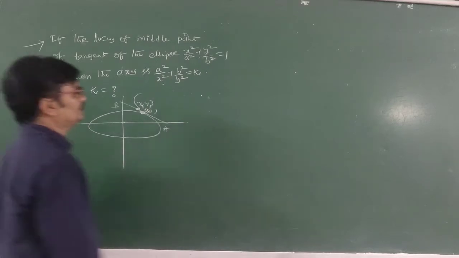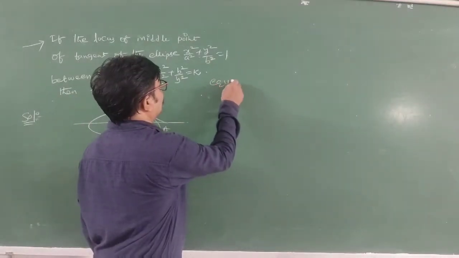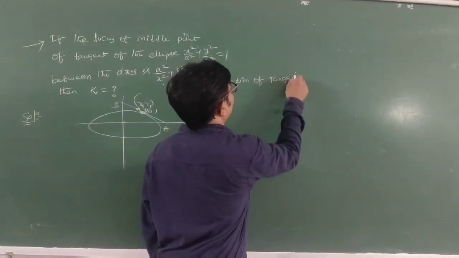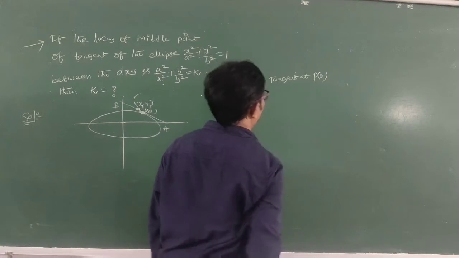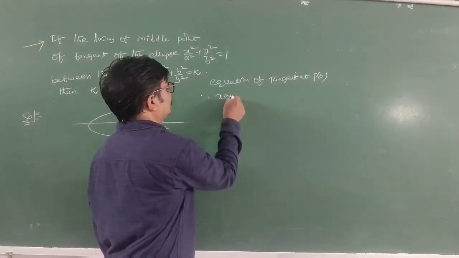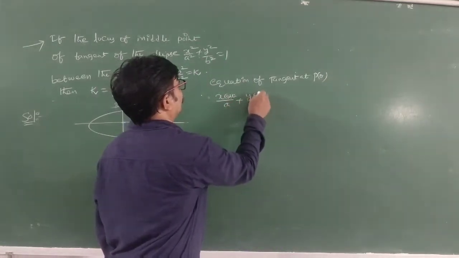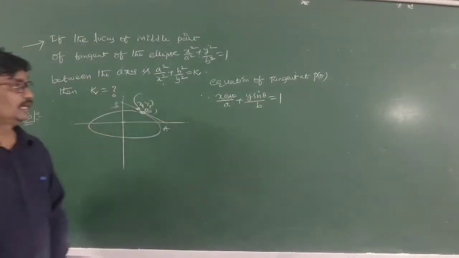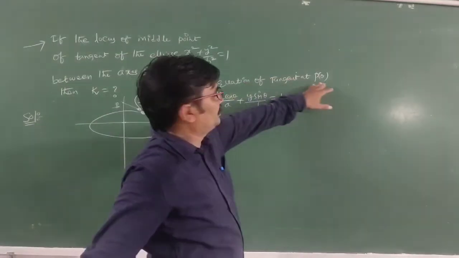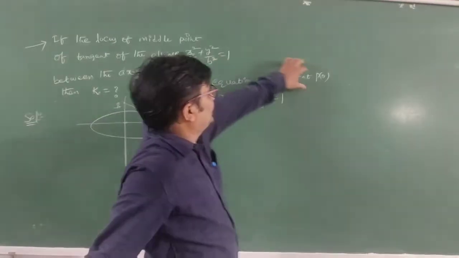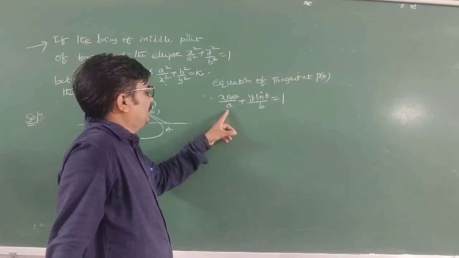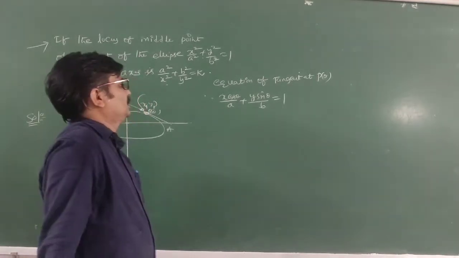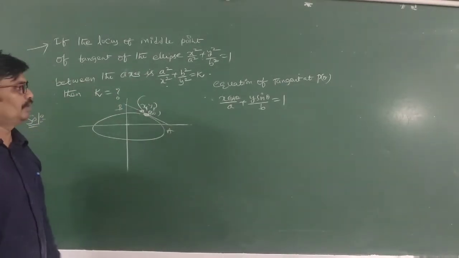So right now students, the equation of the tangent at P theta is x cos theta by a plus y sin theta by b equal to 1. The equation of the tangent at P theta is x cos theta by a plus y sin theta by b equal to 1.